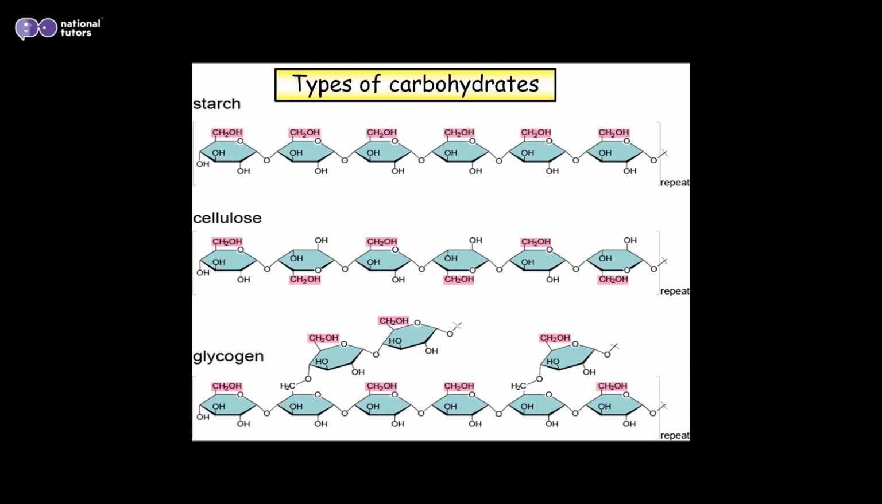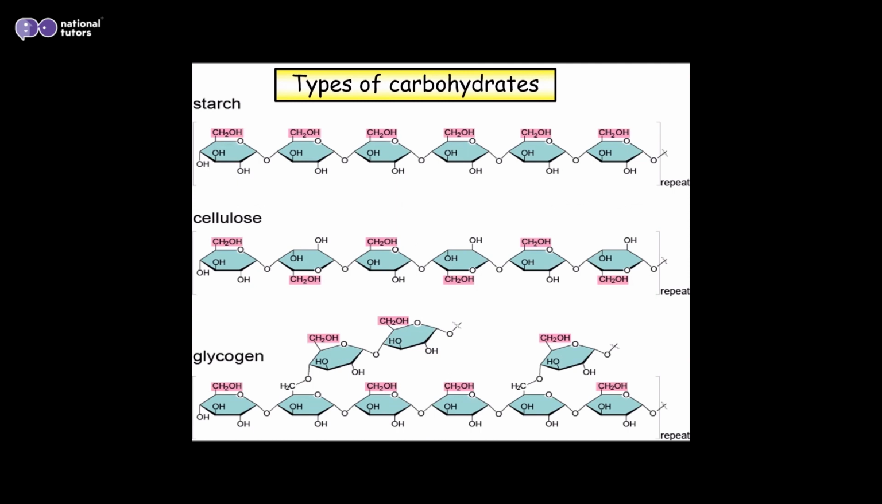We've then got cellulose, which is again glucose molecules, but this time, being a bit sneaky, it's beta glucose. We're going to look at that when we look at glucose in a bit more detail, but you can see it alternates. So starch, all the CH2OH on the same side, cellulose, they alternate, and that changes drastically the structure, as you'll see when we get onto polysaccharides.